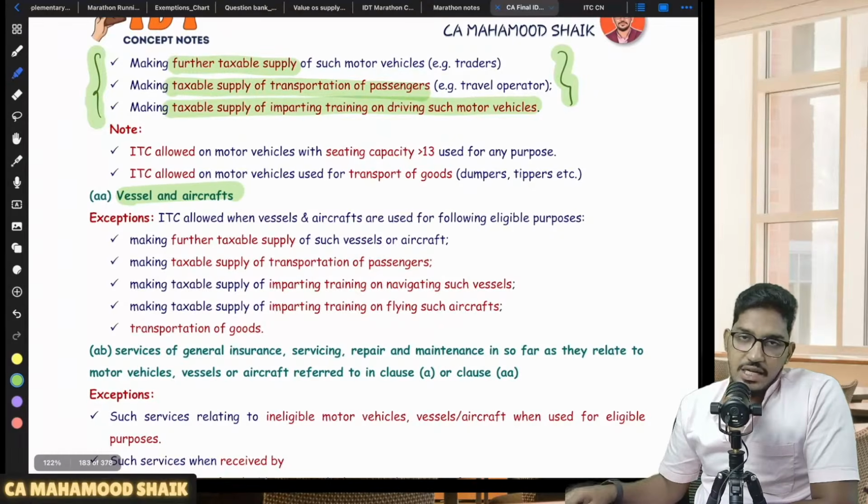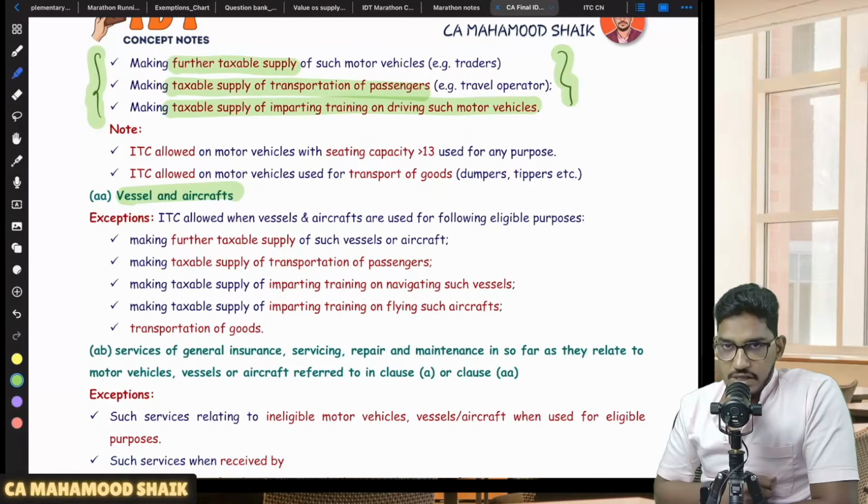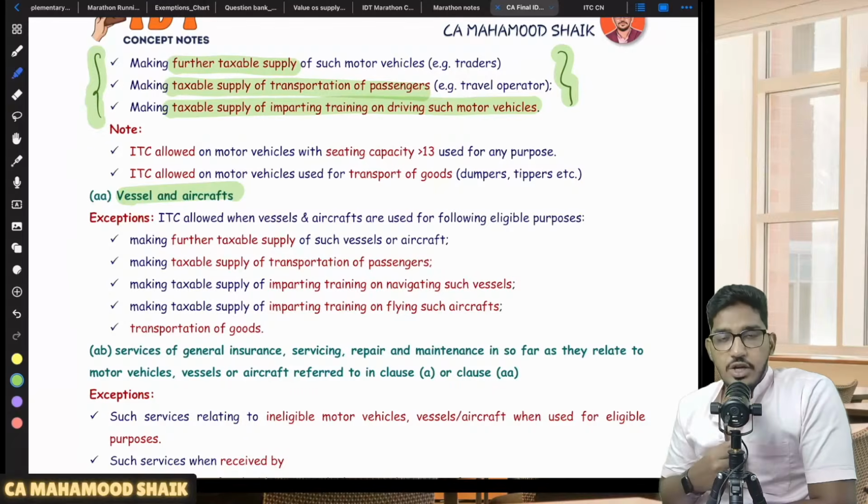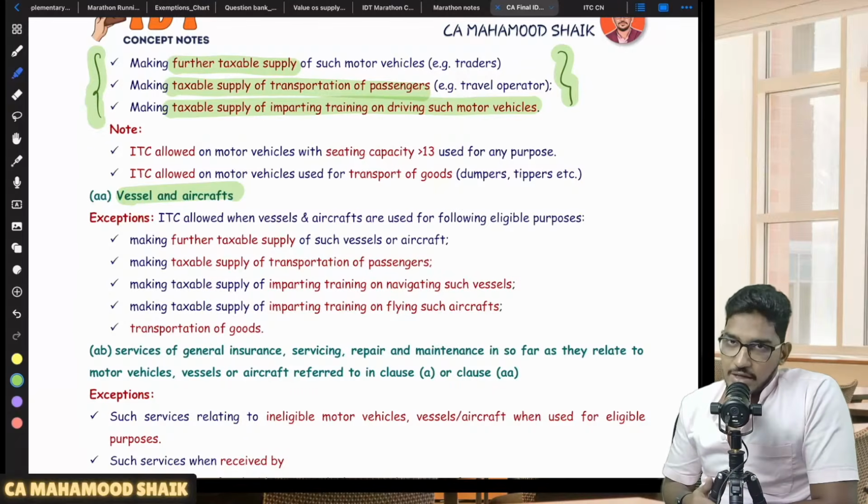Thereafter we have vessels and aircrafts. Even if you are purchasing a vessel, sir, vessel means what? Usually a ship. So if you are buying a vessel or an aircraft, ITC is blocked on vessels and aircrafts also. However, there are some exceptions. Even for these vessels and aircrafts, if you are using them for eligible purposes, then you can claim input tax credit.